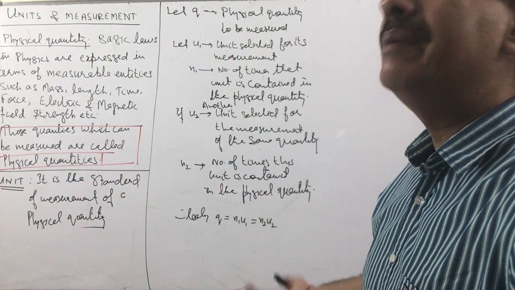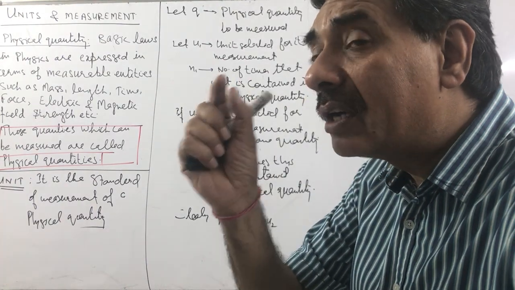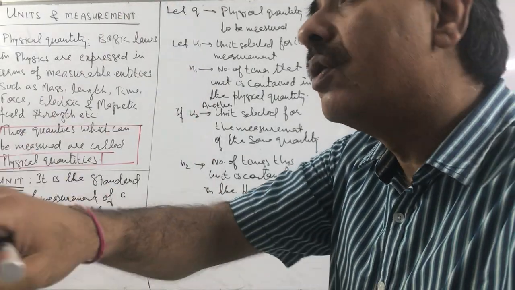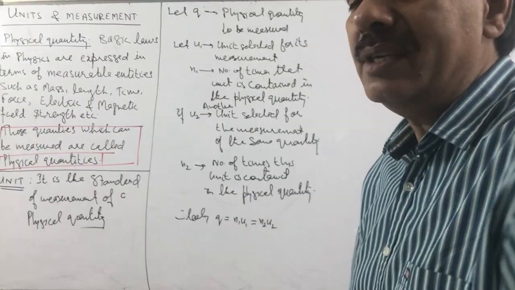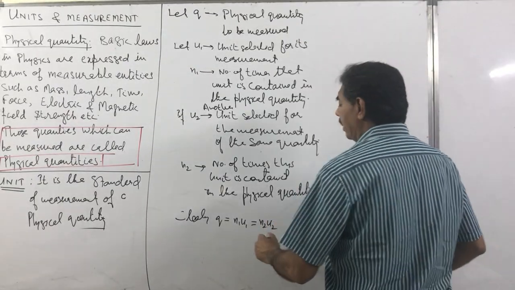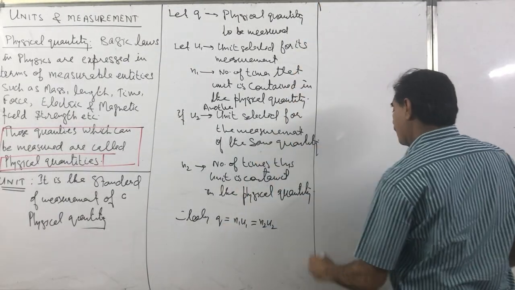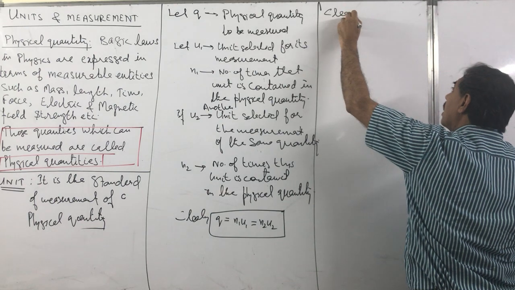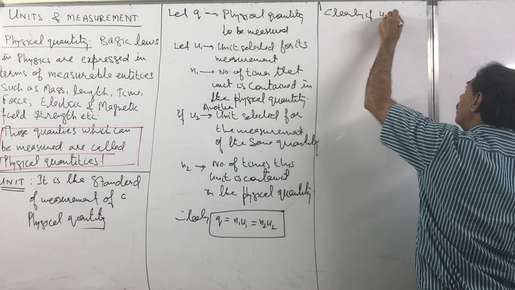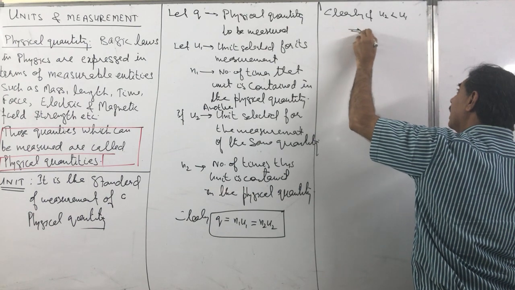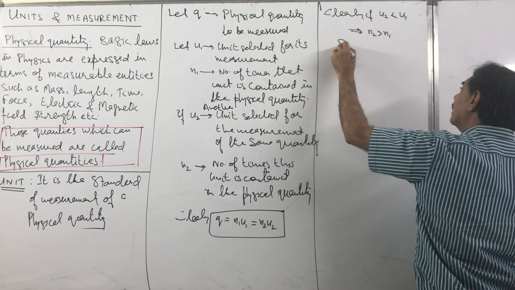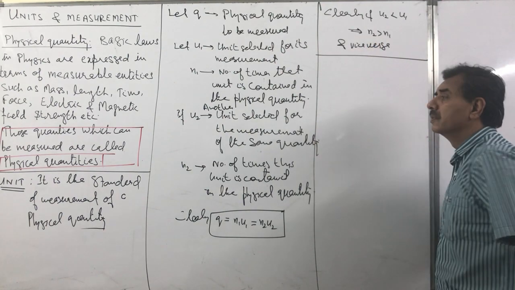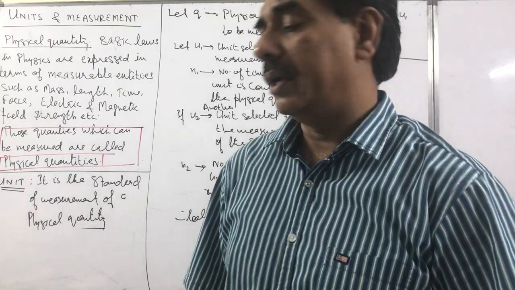If you change the unit to centimeter, the smaller unit selected for the measurement of the same physical quantity, then the smaller unit is contained 500 times, as 1 meter contains 100 centimeters. The quantity is the same. Therefore, N1 U1 is equal to N2 U2. Clearly, if U2 is less than U1, then N2 would be greater than N1 and vice versa. This is the first thing that we have learned today.